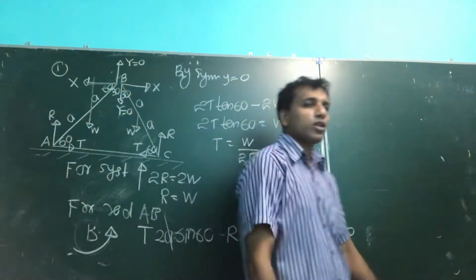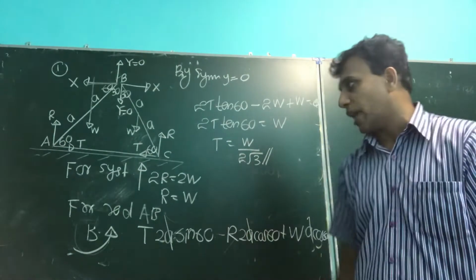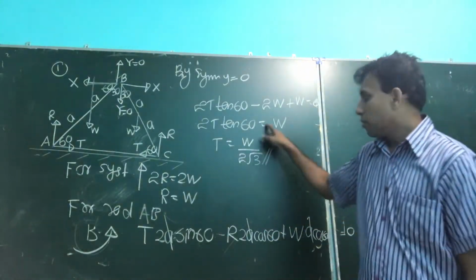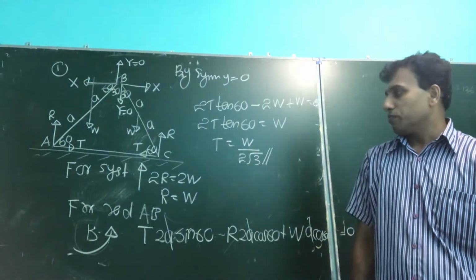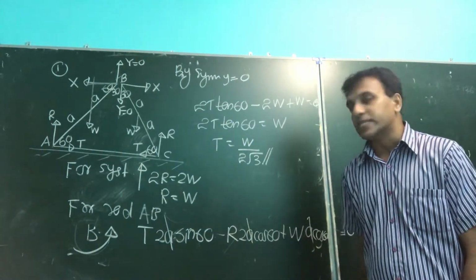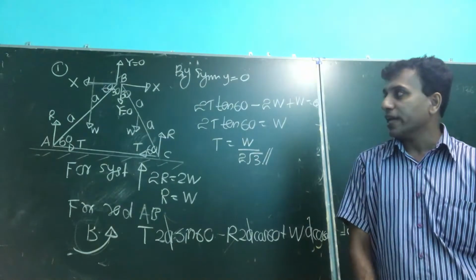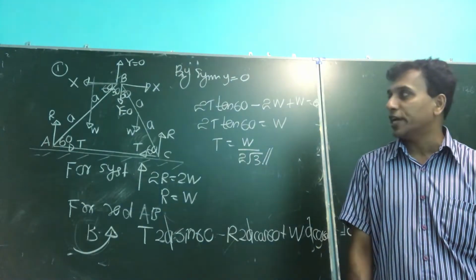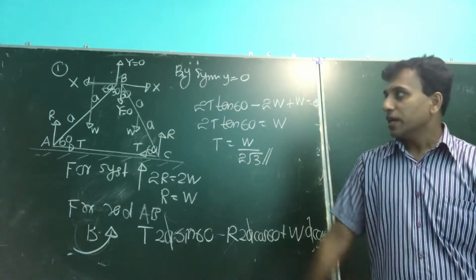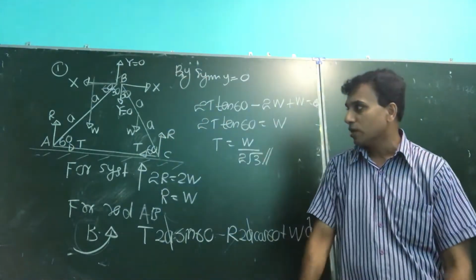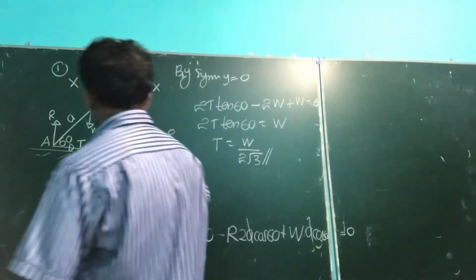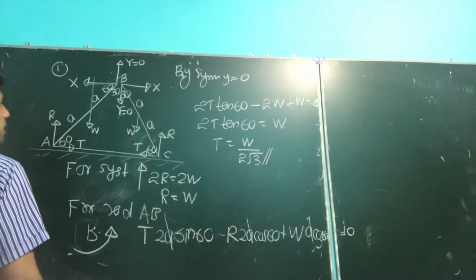Or you can remove the irrational, irrationalize the denominator, multiply by root 3, get the T answer, right? Okay, so R completed, T completed. Next find the X value, the hinge B reactions. It has only the horizontal reaction because of the symmetric diagram, right? What is the easy method? There are so many, but the easy method.